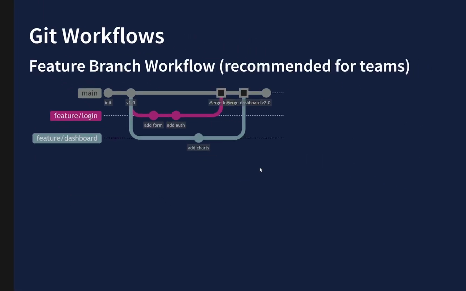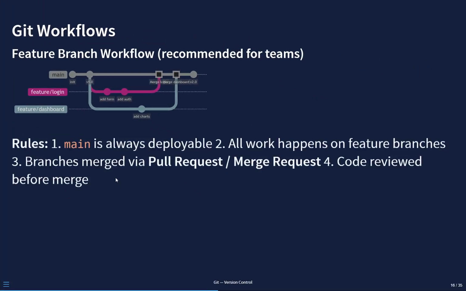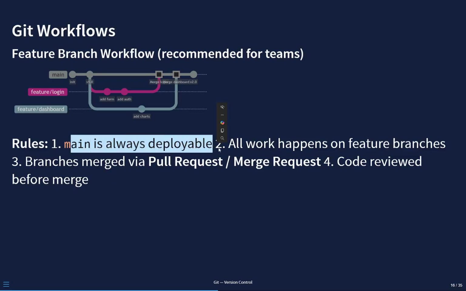Click. The 4 rules at the bottom define the discipline that makes this work. Rule 1. Main is always deployable. Any commit on main should represent code that could, in principle, be shipped to production right now. This is a contractual guarantee the team makes to itself. Rule 2. All work happens on feature branches. You never commit directly to main.